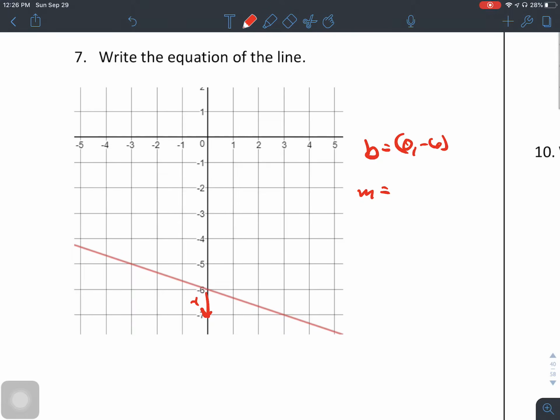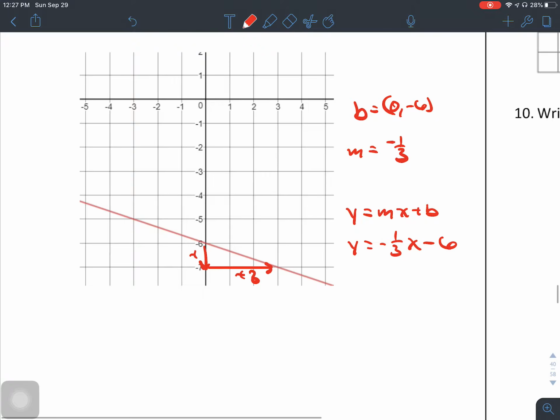If we go down 1 and to the right 3, we're going to have a slope of negative 1/3. Therefore, the equation of our line, if we use slope-intercept form, is y equals negative 1/3 x minus 6.